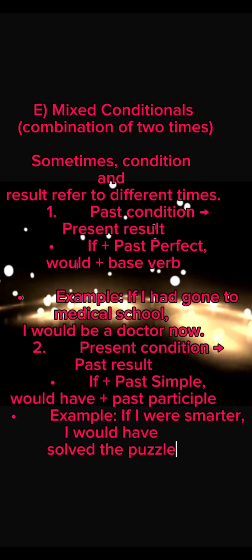And the last one, mixed conditionals, a combination of two times. Sometimes condition and result refer to different times. Past condition equals present result: if plus past perfect, comma, would plus base verb. For example, if I had gone to medical school, I would be a doctor now. That says he is not a doctor now. He just imagines if I had gone to medical school, I would be a doctor now. Present condition, past result: if plus past simple, would have plus past participle. If I were smarter, I would have solved the puzzle.